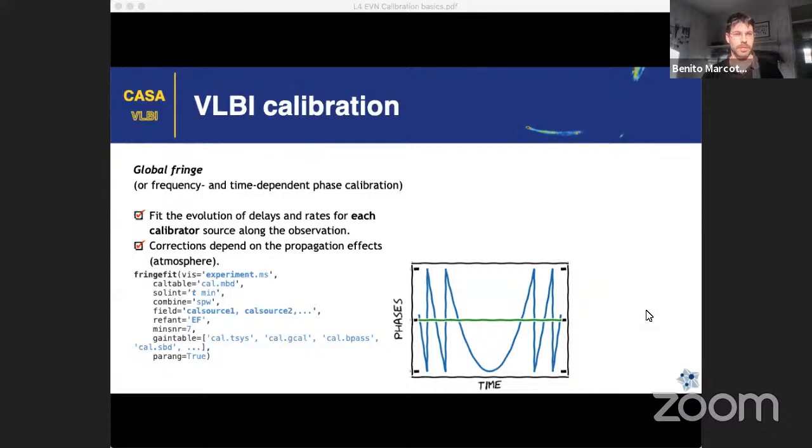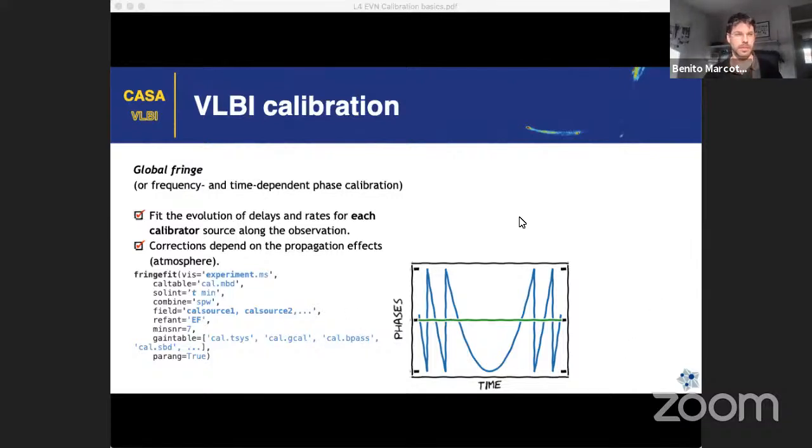So the purpose here is to make all the phases flat. You really need to correct for all these propagation effects that you had here, and correct for the artificial evolution of the phases. This is what fringe fitting does. It corrects for the delays and rates at once, doing just least squares fitting. So you are correcting for the evolution of those phases.